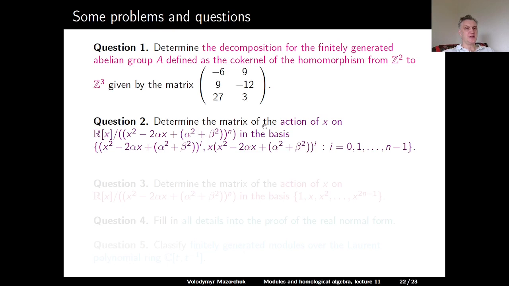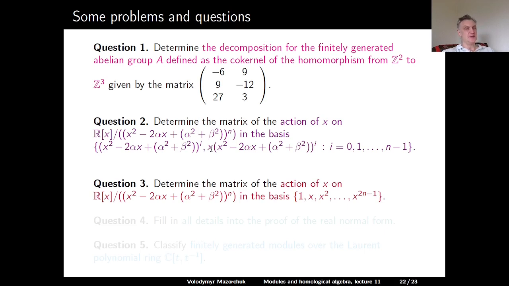Question 2. Determine the matrix of the action of x on the module R[x] divided by the nth power of x squared minus 2 alpha x plus alpha squared plus beta squared in the following basis. We take all powers of this polynomial, from 0, 1, and so on up to n minus 1, and then all these powers multiplied by x. Question 3. Determine the matrix of the action of x on the same module in the basis given by the powers of x. So the basis 1, x, x squared, and so on, x to the power 2n minus 1.